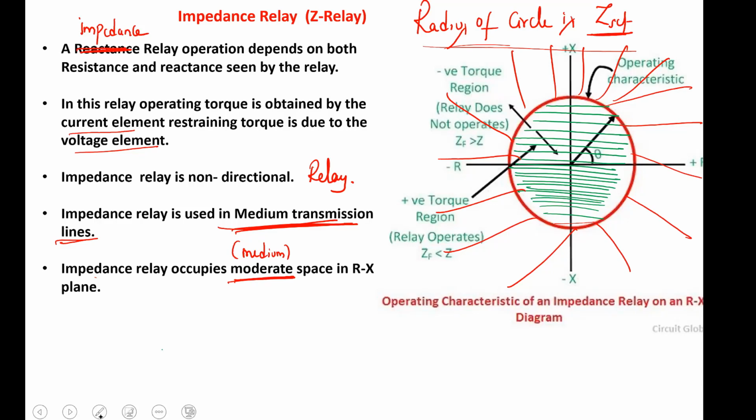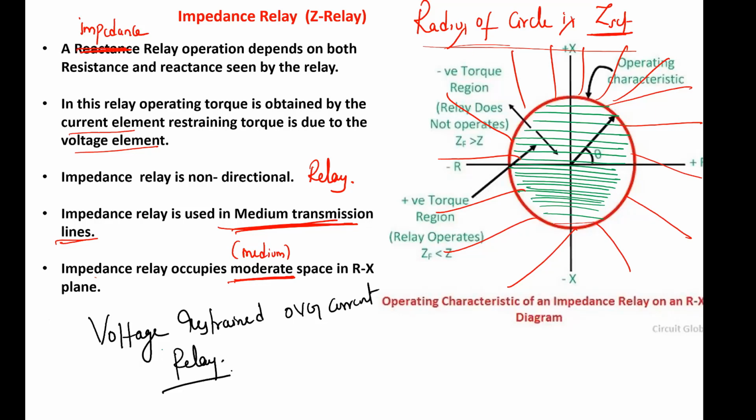Very simple. See, who is producing operating torque? Current element. Who is producing restraining torque? Voltage element. So you can call this one voltage restrained overcurrent. Okay, sir. So gentlemen, what is important is impedance relay is inherently non-directional.